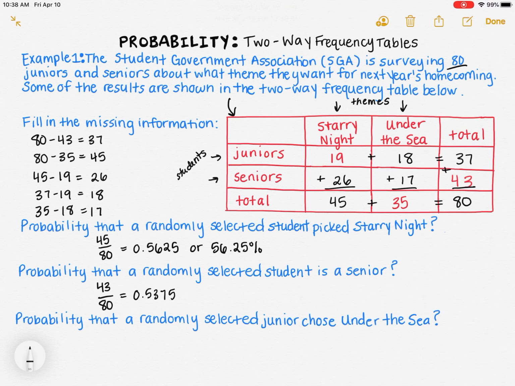0.5375, or 53.75%. And the last one asks me, what's the probability that a randomly selected junior chose under the C?